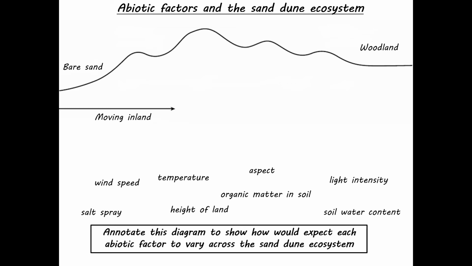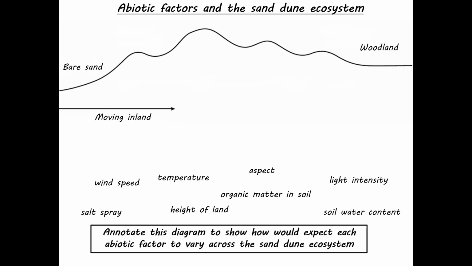The organic matter in the soil, again, is increasing as you move inland because there'll be more plant species dying and recycling mineral ions. We have to be specific and name things like nitrates to the soil. The light intensity is at its highest, again on the bare sand. As you move inland, that light intensity decreases because there's plant species shading each other.